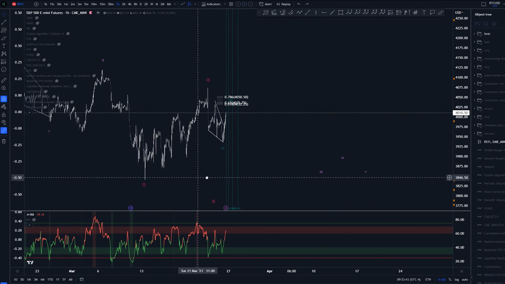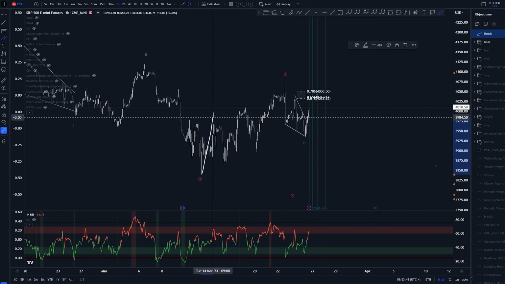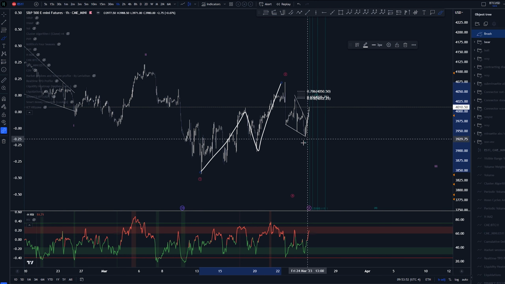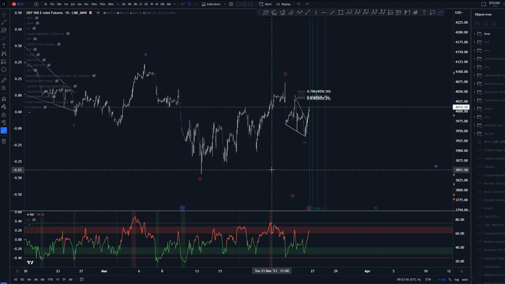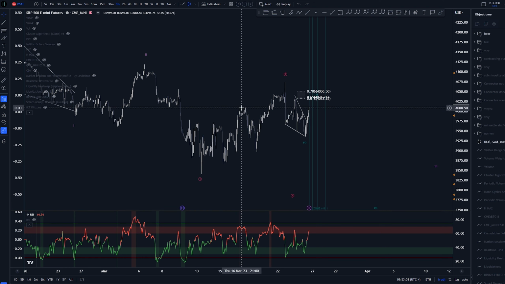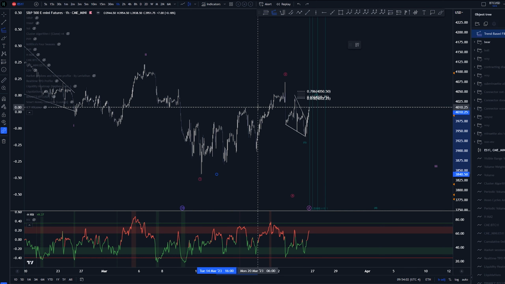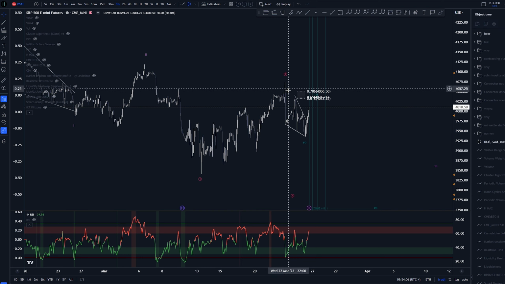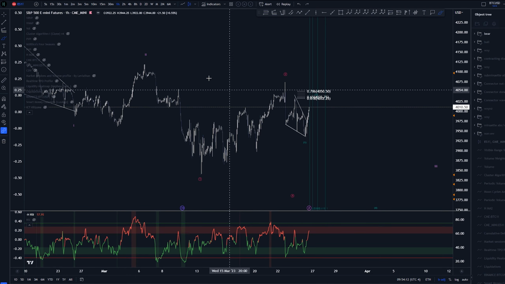Now, getting this wave 2 up in here, we have a couple of different ways of looking at it, like this or like this. I kind of like the latter one, this one that I just drew in, based on the structural and the extensions. If we look at it like this, we can see that we hit the 1-to-1 pretty much to the dot here. So again, this was the Fed news event before we started to dump down.